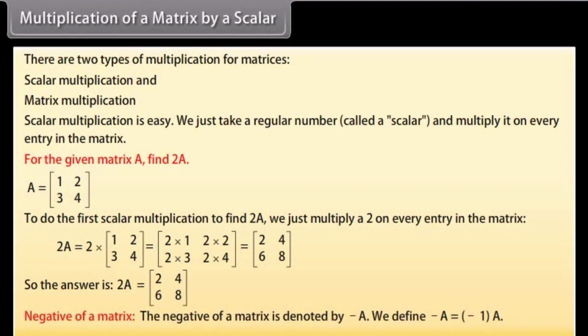Negative of a matrix. The negative of a matrix is denoted by minus A. We define minus A is equal to minus 1 times A.